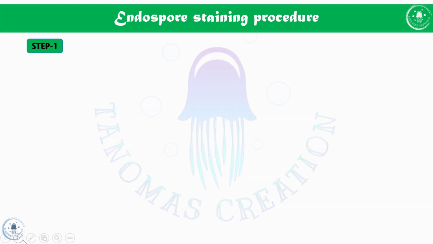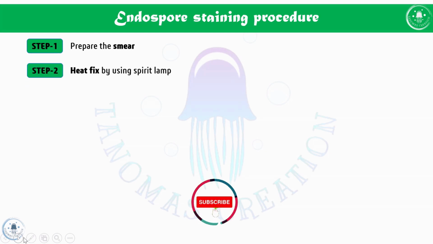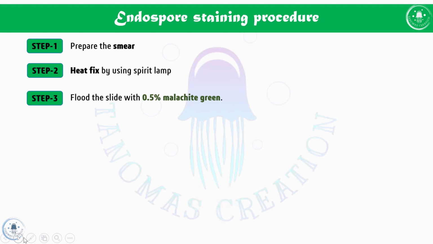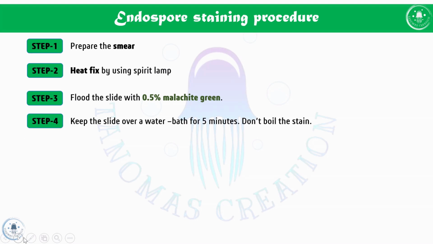Now in the procedure, in step 1 we have smear preparation. You have to make the smear first, then you heat fix it using a spirit lamp. After heat fixing, you flood the slide with 0.5% malachite green and you keep it in the water bath for 5 minutes. You should remember that the stain should not be boiled. Okay. So you keep it for 5 minutes and after 5 minutes you wash the slide with water.